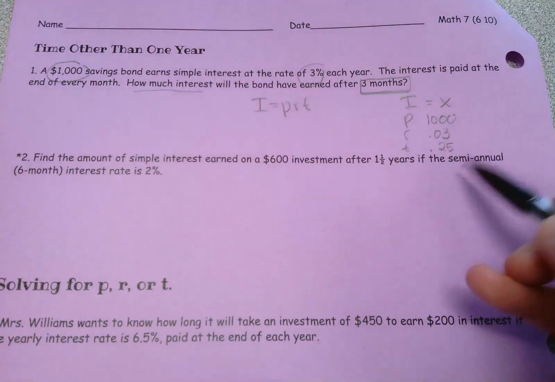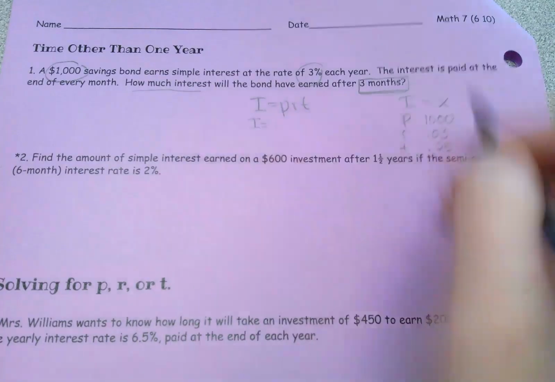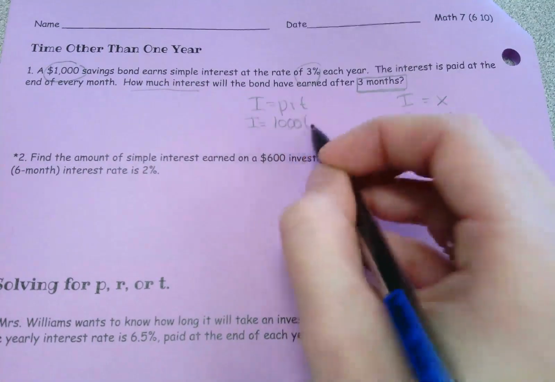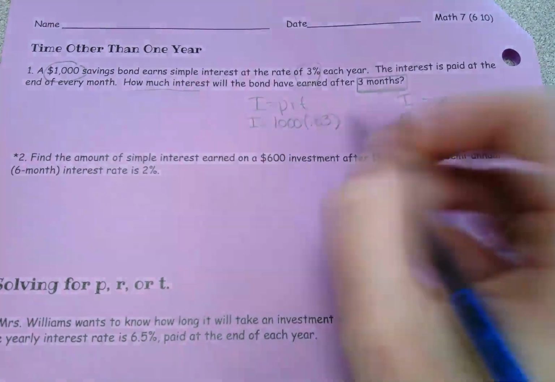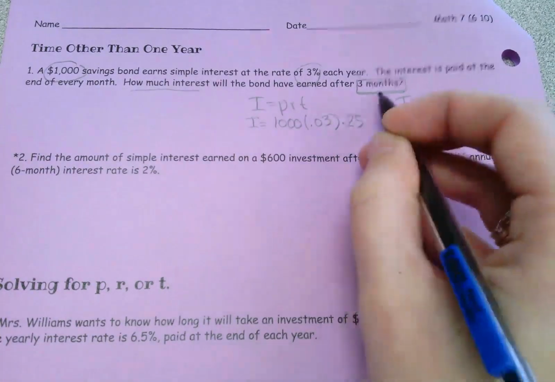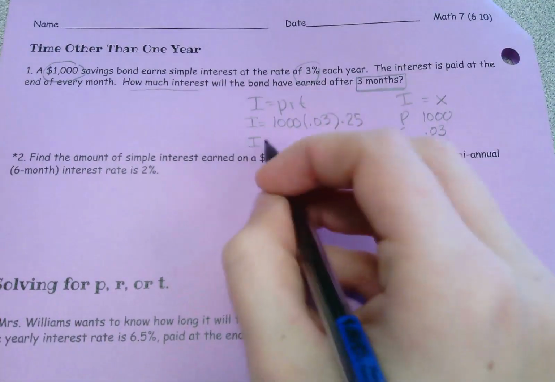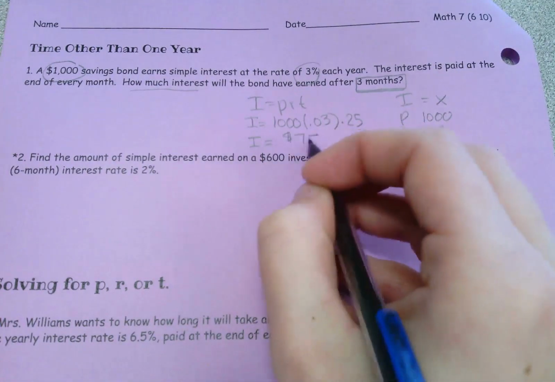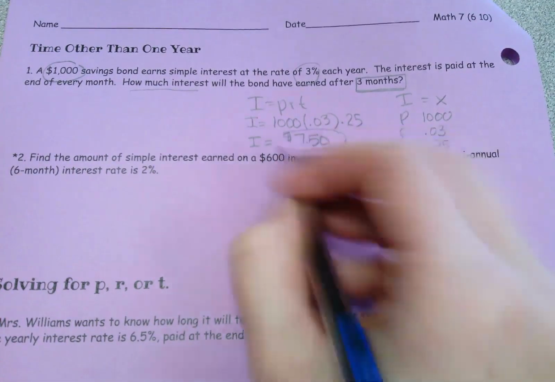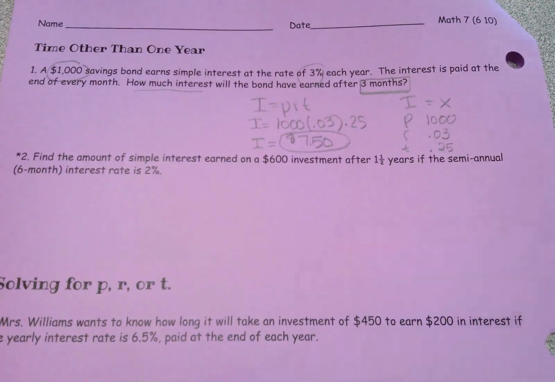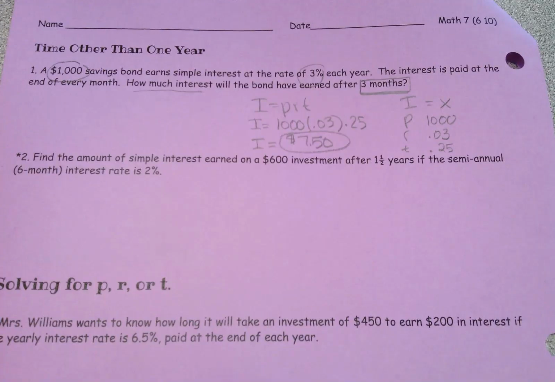Once I know this, I can plug everything in. I equals my P, which is 1,000, times my 0.03, times my 0.25, because I'm only doing it for a quarter of a year. That's how much 3 months is. And when I do that, I get a total interest of $7.50. Okay, that's not a lot of money. If I leave it in for 3 months, I'm only going to get $7.50. Yeah, because the interest rate's low, and you're only doing it for 3 months. You're not doing it for a whole year, right?